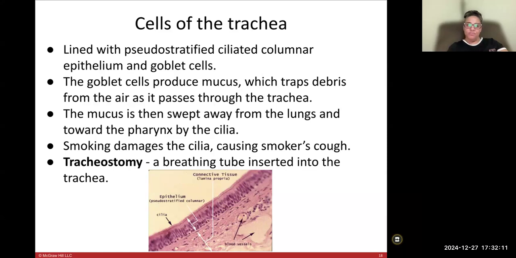And then epithelial tissue. The goblet cells produce mucus, which traps debris from the air as it passes through the trachea. The mucus is then swept away from the lungs and toward the pharynx by the cilia. Smoking damages the cilia, causing smoker's cough. A tracheostomy is a breathing tube inserted into the trachea. There used to be a horrifying commercial of smokers who had the breathing tube because they damaged their trachea too much, so they can't really use it anymore.